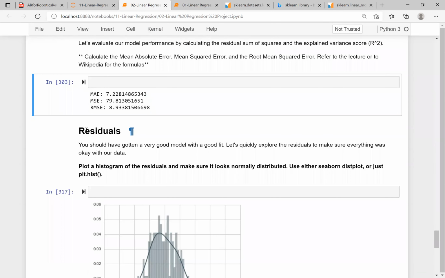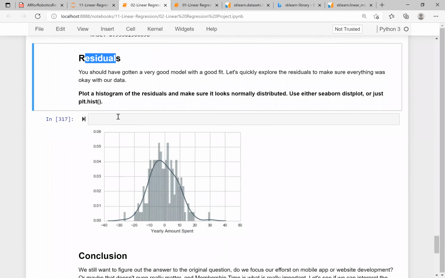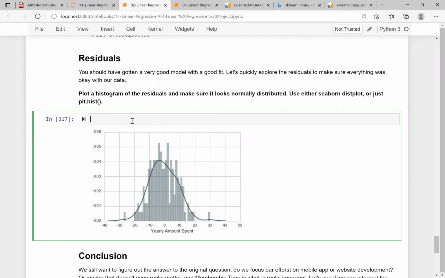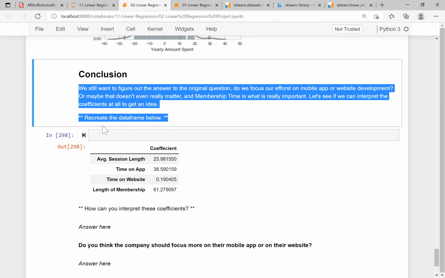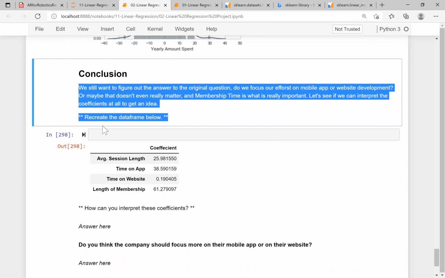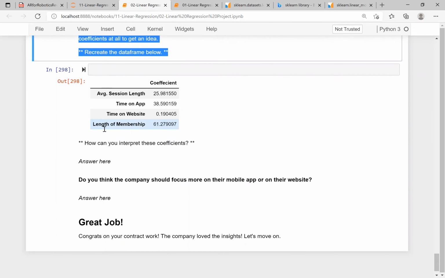Now we will plot residuals. Residuals are just the y test minus the predictions, and a histogram of that, right? You can now maybe try to make out something from your analysis, right?